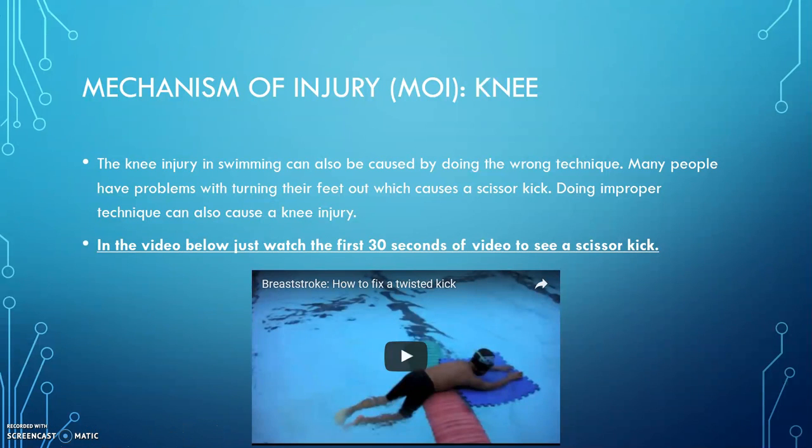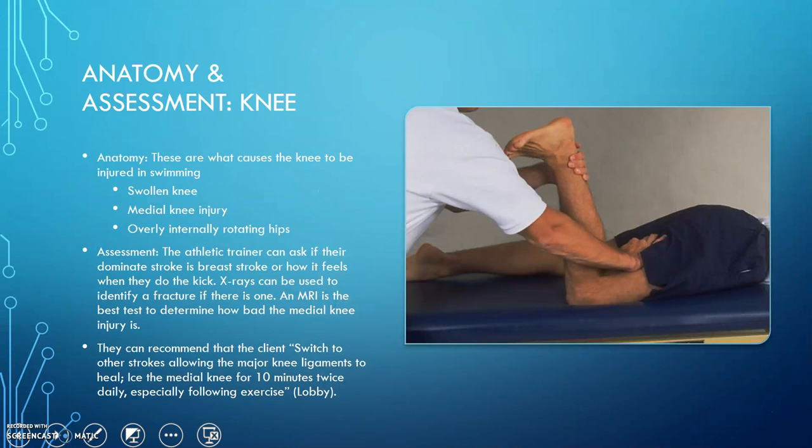The knee injury in swimming can also be caused by doing the wrong technique. If a lot of people do it wrong and they don't turn their feet out, they can cause a scissor kick. I've had a scissor kick before and it's not fun. It took me forever to get it fixed. Anatomy of the knee and assessments.